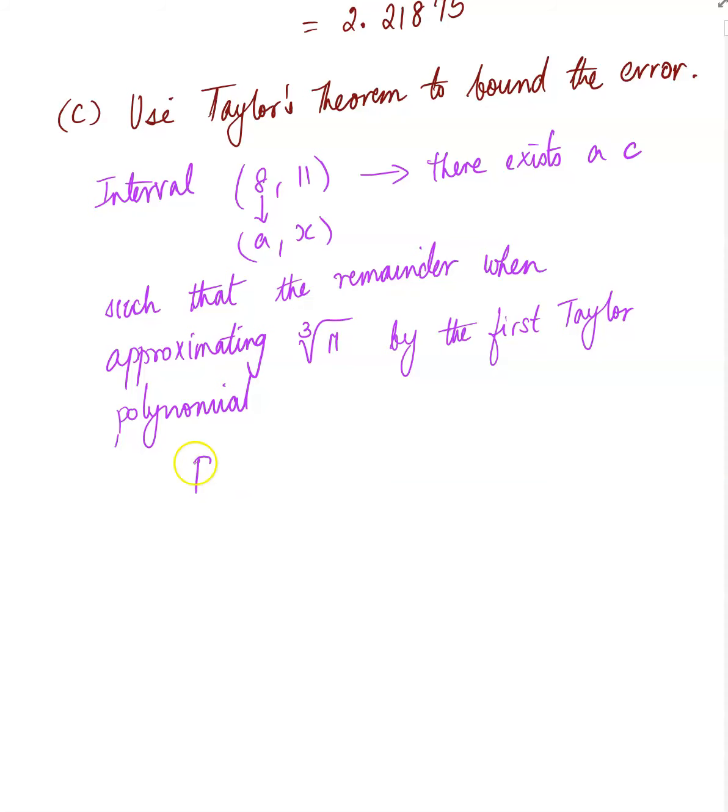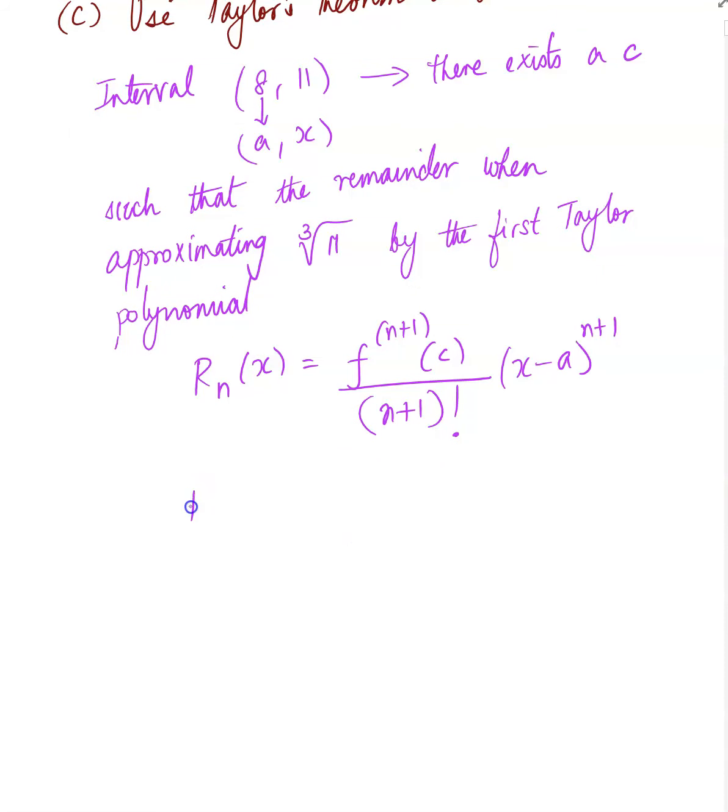I just want to write the general form the first time, because it's too much for me to go back and forth. So Rn of x is given by f of n plus 1 of c over n plus 1 factorial, times x minus a to the power n plus 1. I'm going to use this in this case where n is 1 and x is 11.